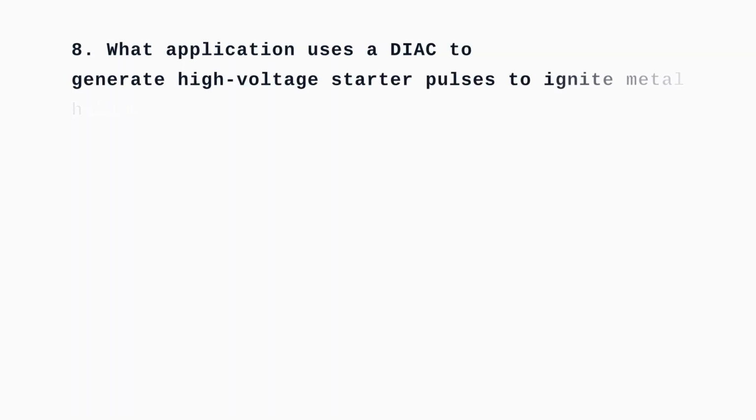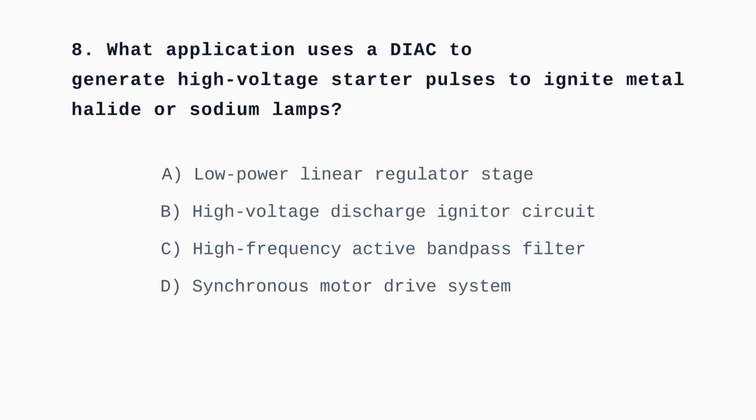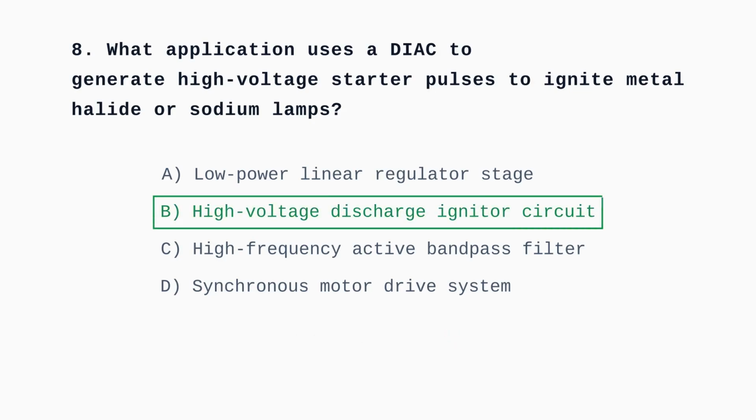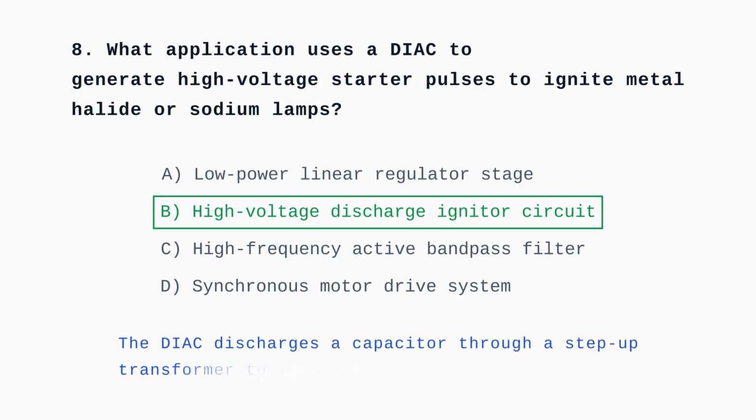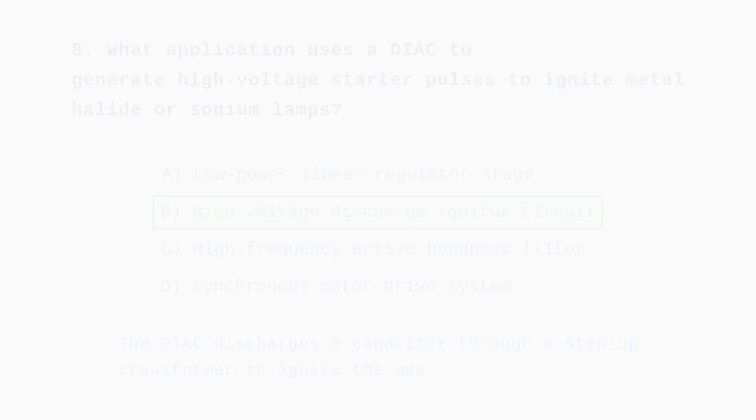Question 8. What application uses a DIAC to generate high-voltage starter pulses to ignite metal halide or sodium lamps? In gas discharge lamp ballasts, a DIAC is used to discharge a capacitor through a step-up pulse transformer, generating the kilovolt spikes needed to ignite the gas.